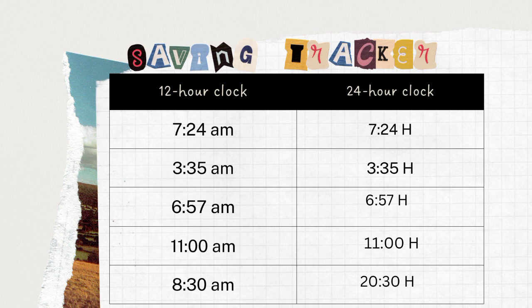The third one is 6:57 a.m. So, umaga pa rin. So, ang mababago na lang din dito is yung AM. So, magiging capital H na lang siya. Then, for the number 4, so 11 a.m. So, ang mababago din dito is 11, yung sa umaga kasi AM. So, magiging 8 siya. Then, the last one is 8:30 p.m.